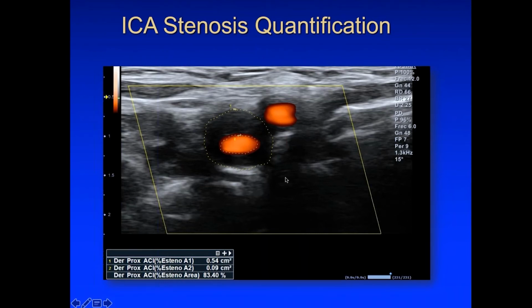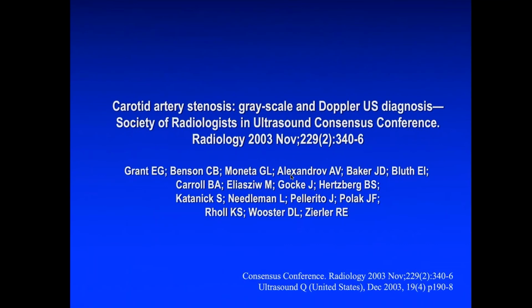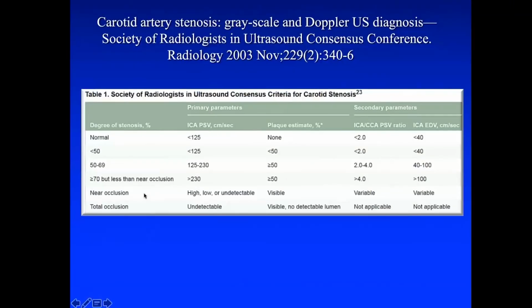This also tends to overestimate. So this concern was shared across the medical community, the sonographer community, and the Society of Radiologists in Ultrasound Consensus Conference, published in 2003. Some years ago, this project was led by Dr. Edward Grant, and in this consensus, they established a relation between the plaque in B mode, the velocity, and a ratio, the ICA-CCA ratio.